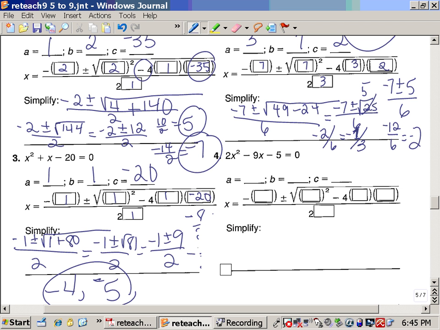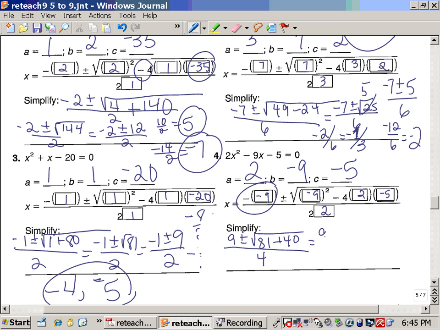Leave myself a little space here. I have A is 2, B is negative 9, and C is negative 5. X equals negative 9. Those are going to turn into positive. Negative 9 squared minus 4 times A times C all over 2A. So this 9 is going to end up being positive. Negative 9 squared is 81 minus 4 times 2, which is 8 times 5 is 40. Two negatives make a positive, so that's a positive 40 all over 4.